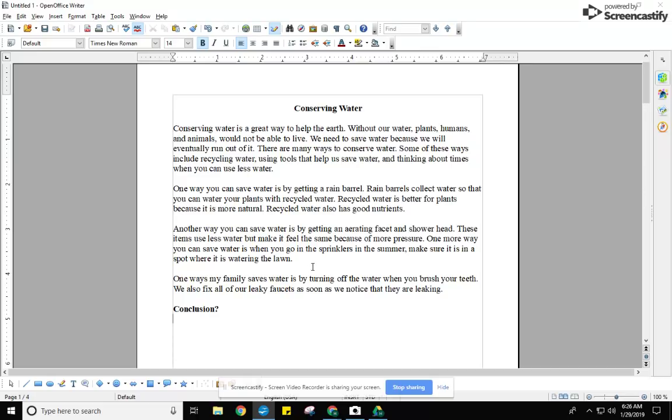One more way you can save water is when you go in the sprinklers in the summer, make sure it is in a spot where it is watering the lawn. One way my family saves water is by turning off the water when you brush your teeth. We also fix our leaky faucets as soon as we notice they're leaking. So we need a conclusion here because there's not one.